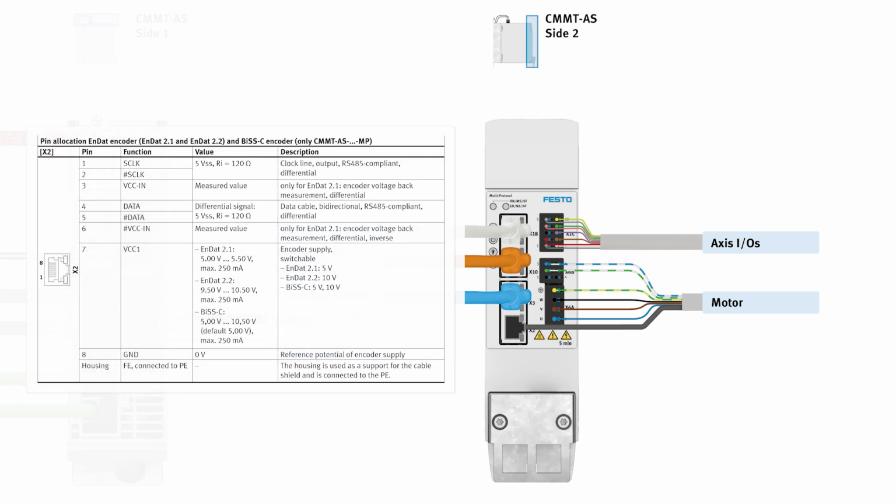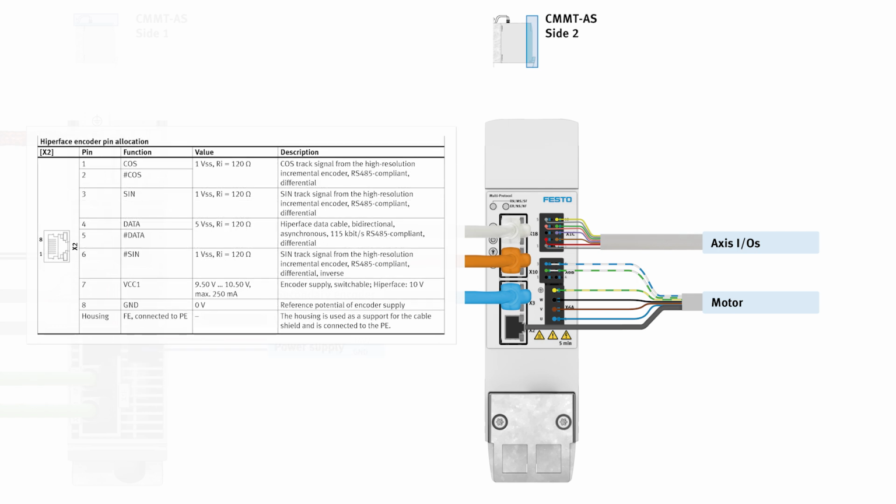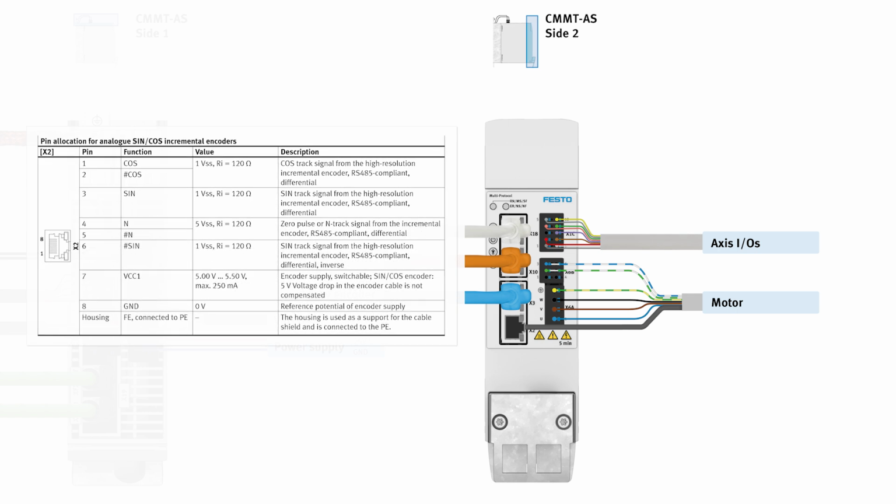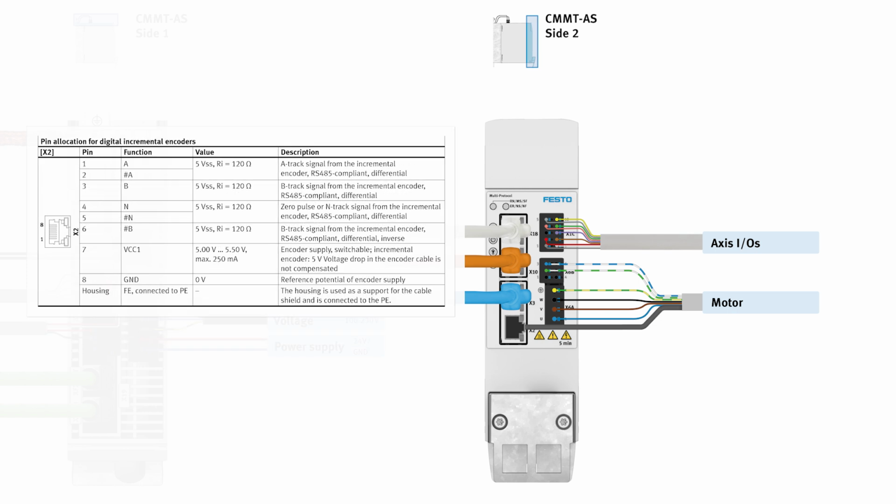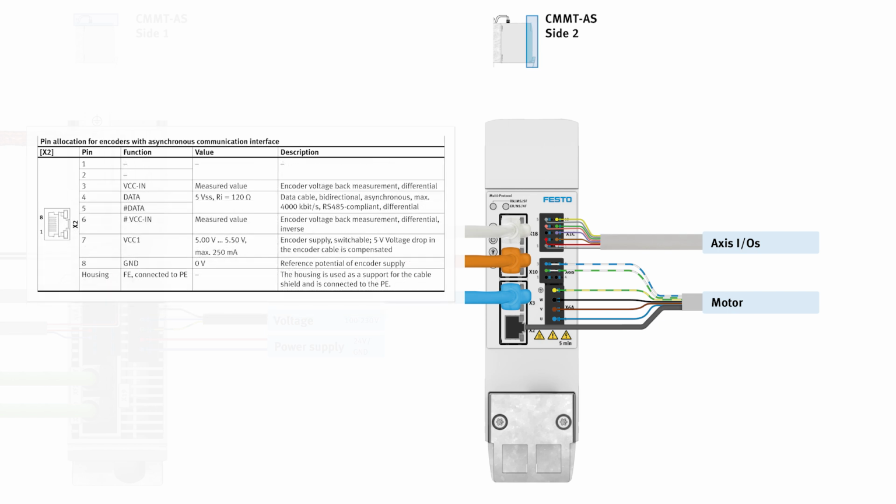If an encoder with INDAT 2.1, INDAT 2.2 or BiSS-C protocol is used, here are the pinout details for the connection. If an encoder with HIPERFACE protocol is used, here are the pinout details for the connection. If an analog sine cos incremental encoder is used, here are the pinout details for the connection. If an incremental encoder is used, here are the pinout details for the connection. If an encoder with asynchronous communication interface is used, here are the pinout details for the connection.